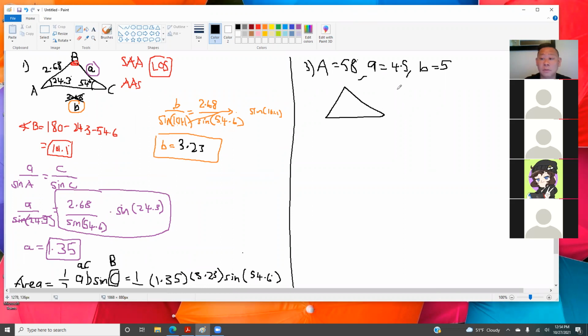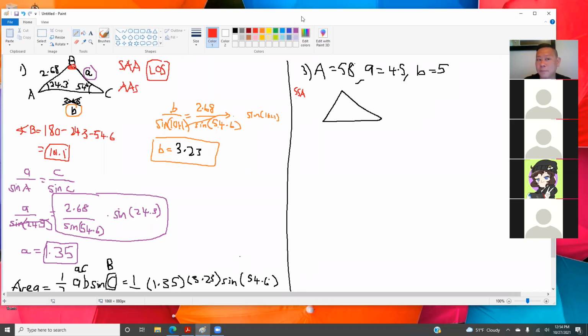I got the triangle. What kind of triangle do we call that? Would it be SSA? Or ASS? So SSA. Yep, we use law of sine for SSA also. But this has what we call an ambiguous case. So be careful with that.